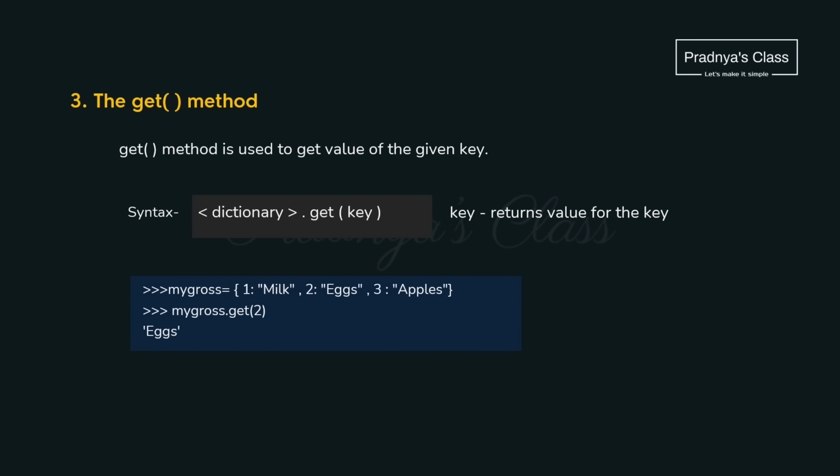There are a lot of methods associated with dictionary. Here is one, that is the get method. The get method is used to get the value for the given key. Here is the syntax. We will be providing the key and we will get the corresponding value for that key. Look at the example. We provided key 2, we got the value for that.